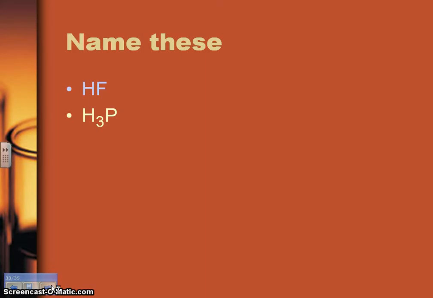H3P. Once again, we have a binary acid. We're going to use the prefix hydro. We're going to name the anion, which is in this case phosphorus, but we want to replace the suffix on phosphorus with an ic ending. So we're going to have hydrophosphoric acid.